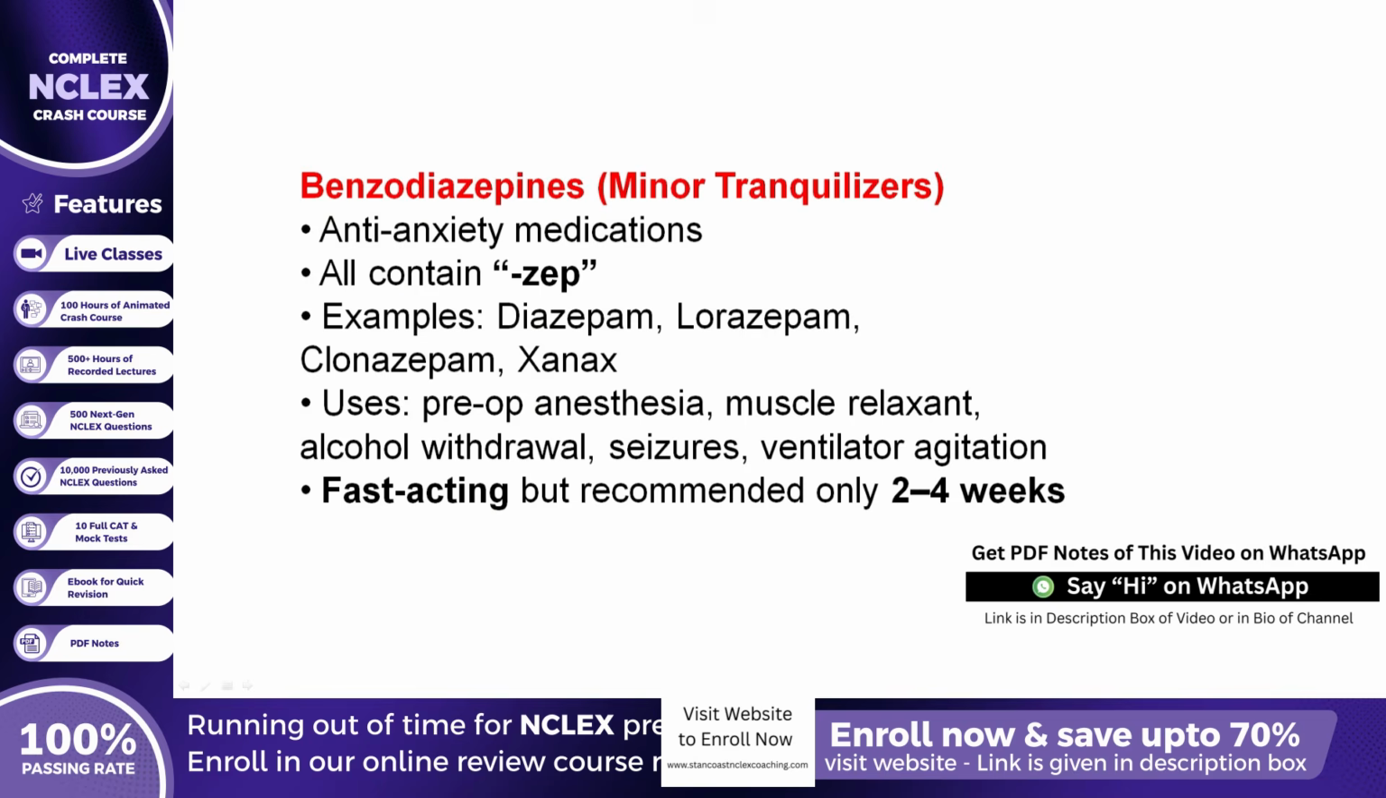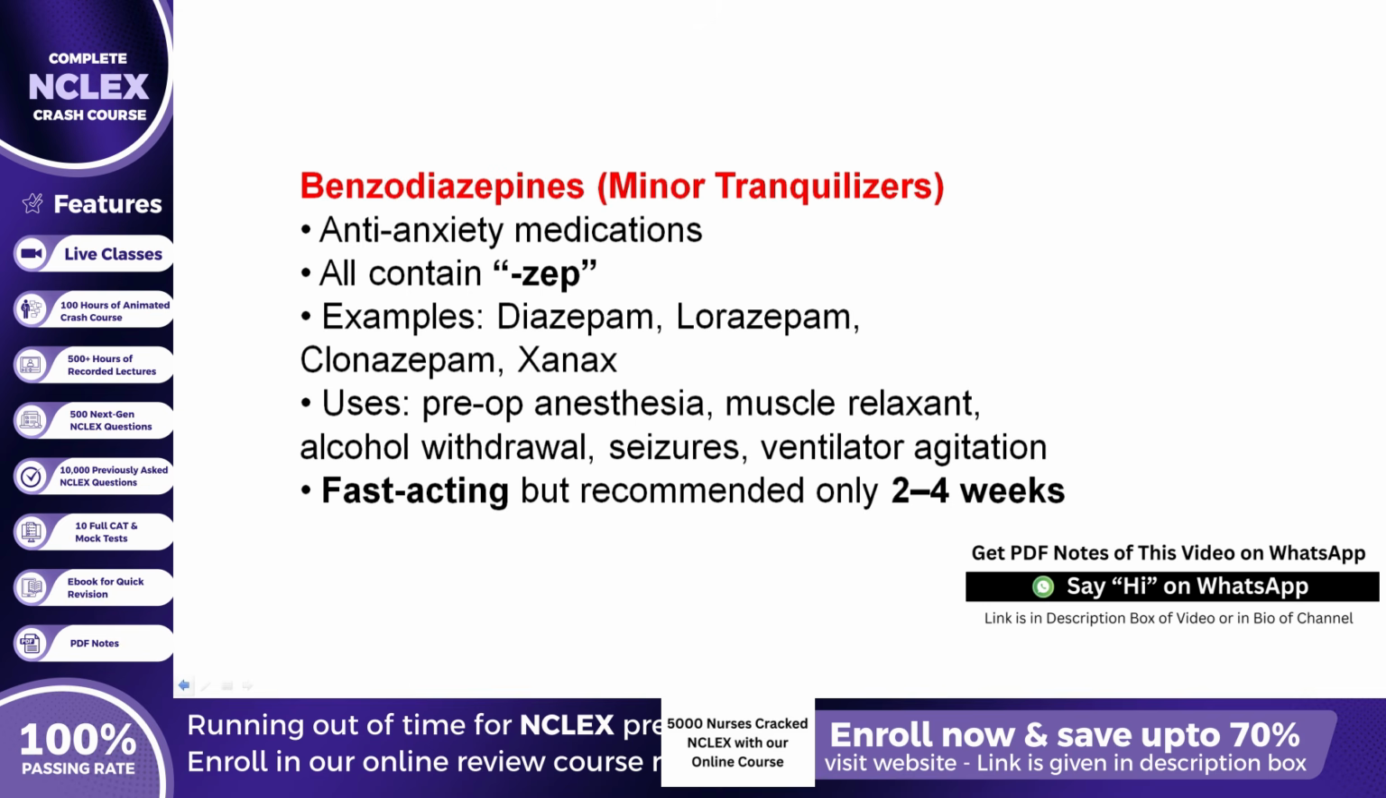Now let us shift to benzodiazepines, also known as minor tranquilizers, which are anti-anxiety medications. All of them contain the ZEP sound in their names. Common examples include diazepam, lorazepam, clonazepam, and Xanax. Their uses include preoperative anesthesia, muscle relaxation, alcohol withdrawal, seizure control, and reducing ventilator agitation. They are fast-acting, but are recommended only for 2 to 4 weeks.